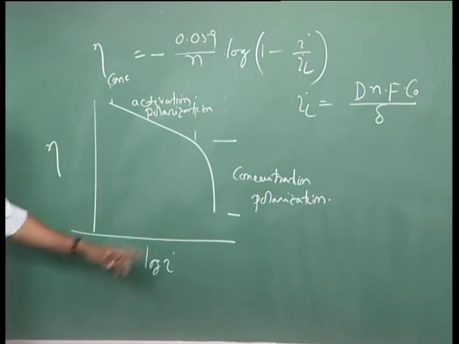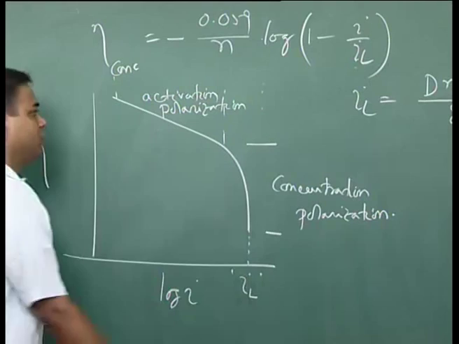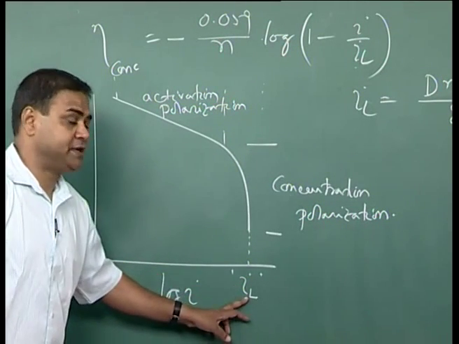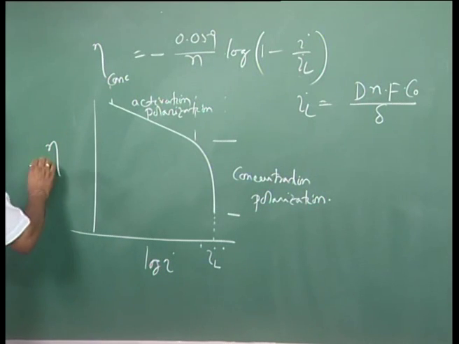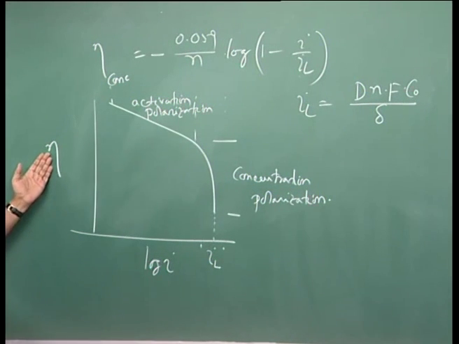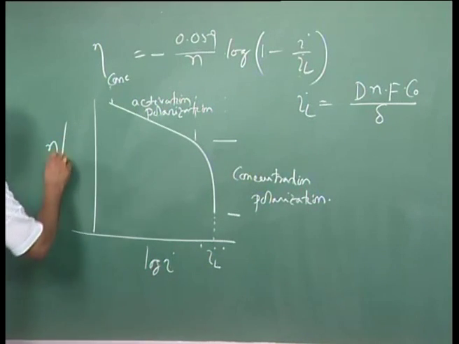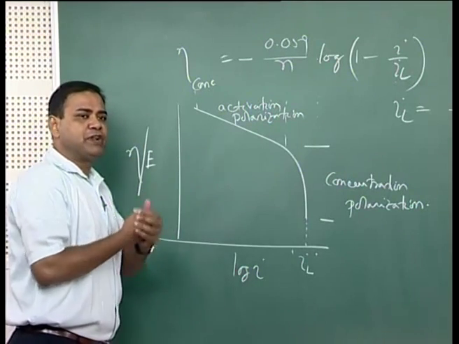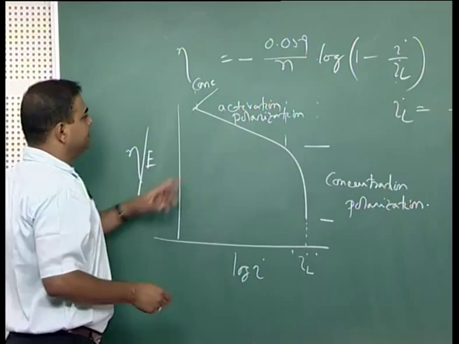Concentration polarization, and this corresponds to IL, which is the limiting current density. Sorry, limiting current density, not exchange current density. Now, this is my polarization. Instead of eta, I can also express it in terms of absolute potential. In that case I will put E, and depending on which reference electrode you are using, this value would change.